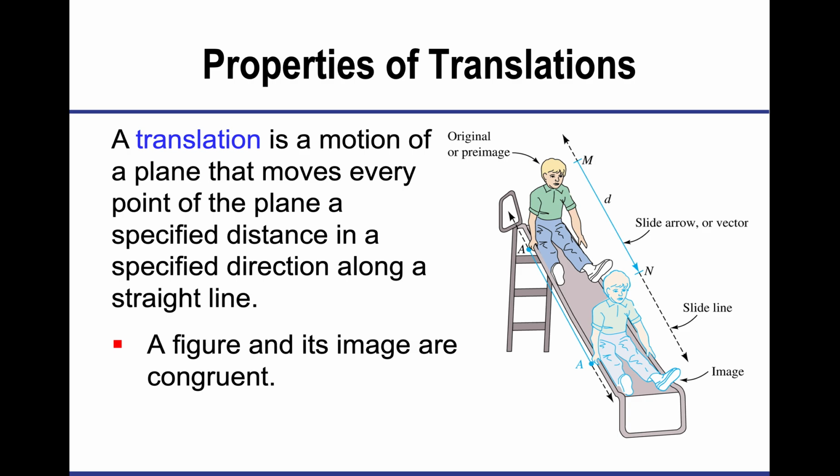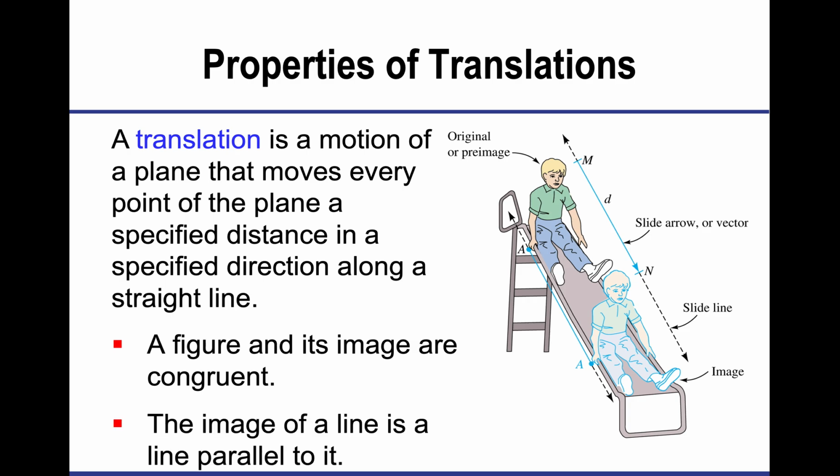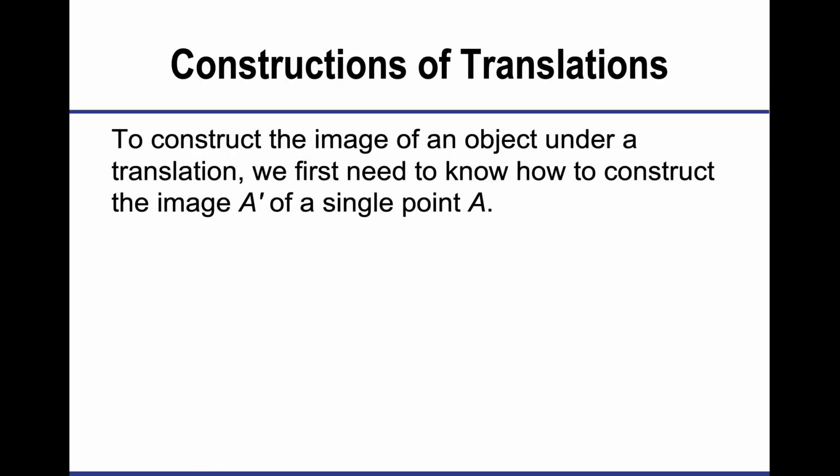A figure and its image, when translated, are congruent. So again, we didn't change the size of something. We just move it. And the image of a line is a line parallel to it. So when I start talking about the image of a line, that's me kind of tracing the movement there, like you have beside them on this slide.